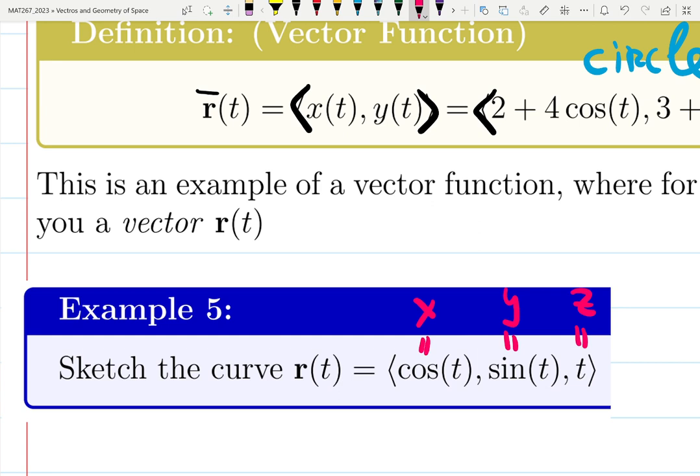If you see cosine and sine, that is something circular, always. Like in engineering and physics, cosine and sine give you some circle motion. This is a t at the end. What do you think? The cylinder? Cylinder, interesting idea. Why do you think so?